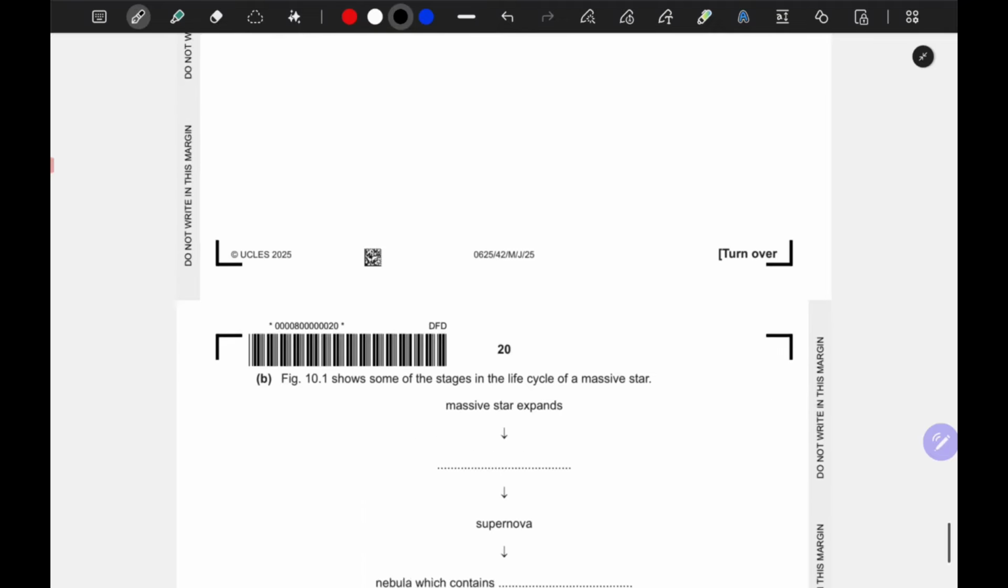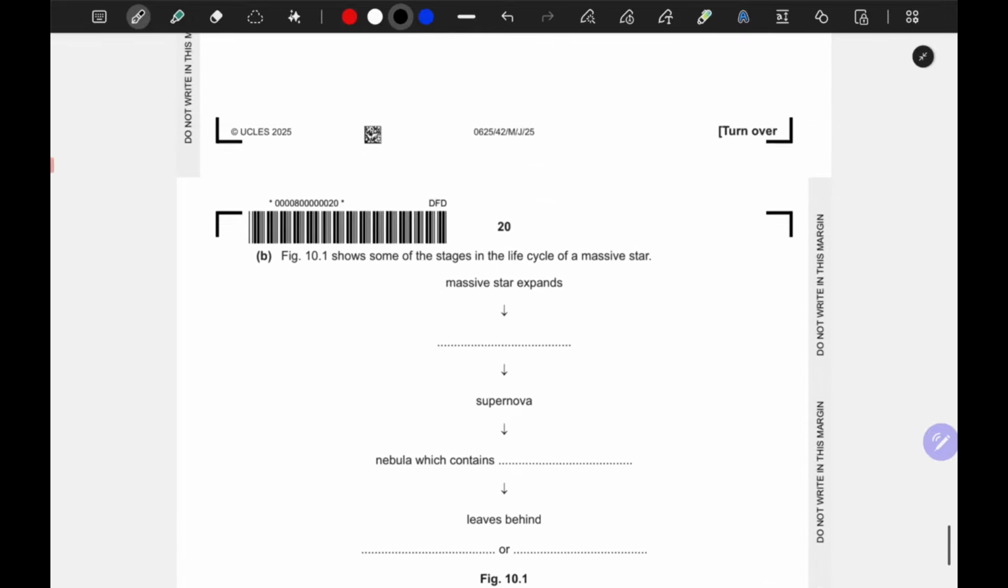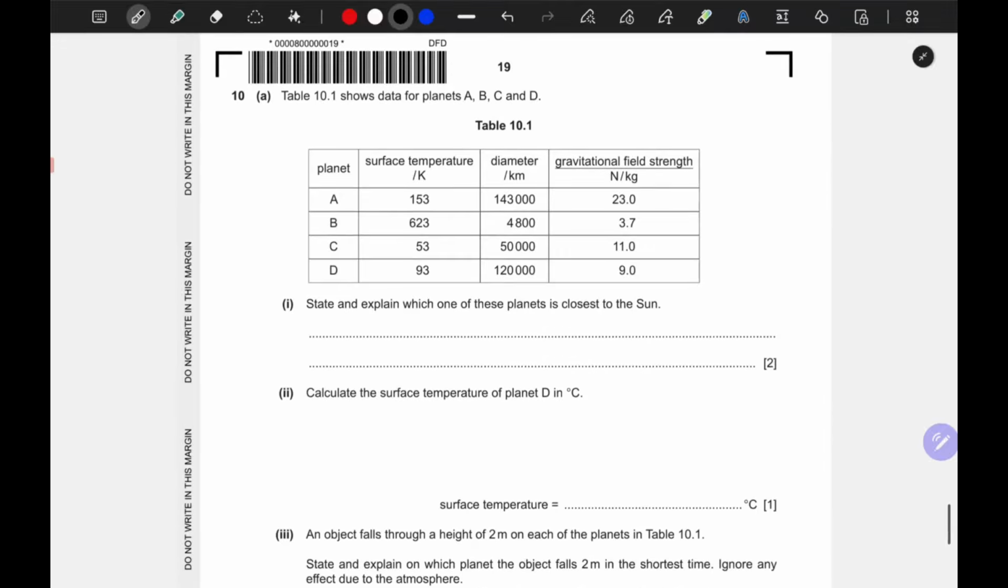Number 10. I believe this is the last question. Yep, it's the last question. All right, Table 10.1 shows data for planets A, B, C, D. Part 1. State and explain which one of these planets is closest to the sun.